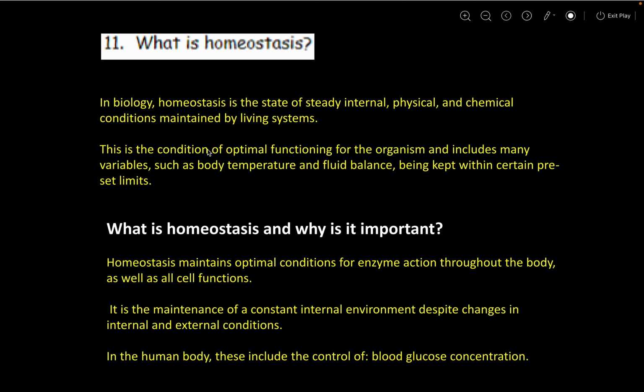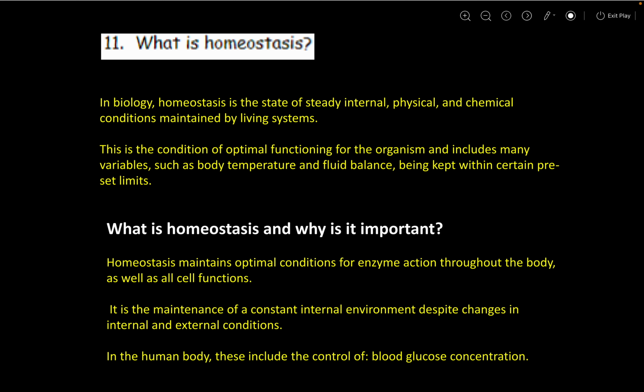In biology, homeostasis is the state of steady internal, physical, and chemical conditions maintained by living things. Like what I mentioned a while ago, it is how the various living forms can process different processes in their body, being able to maintain homeostasis in theirs. This is also the condition of optimal functioning for the organism, and it includes many variables or factors such as body temperature and fluid balance being kept within certain preset limits.